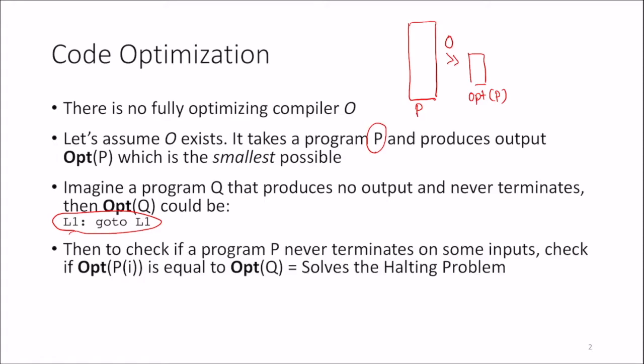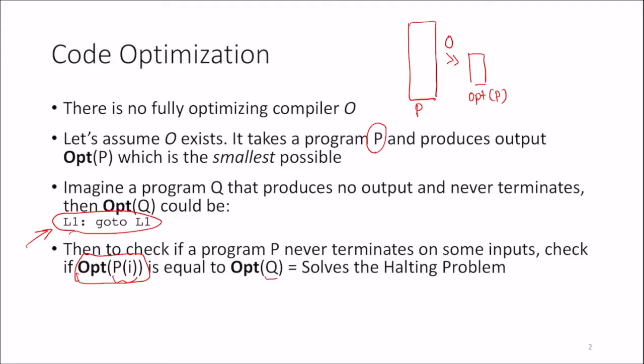That is the smallest program that produces no output and never terminates. If I want to check whether a program P never terminates on some input I, all I have to do is check whether opt of P on I is equivalent to opt of Q. Notice that opt of Q is a program that never stops. It always goes into an infinite loop. So if P goes into an infinite loop on a certain input I, then opt of P should also look like this, the smallest possible program that never terminates.